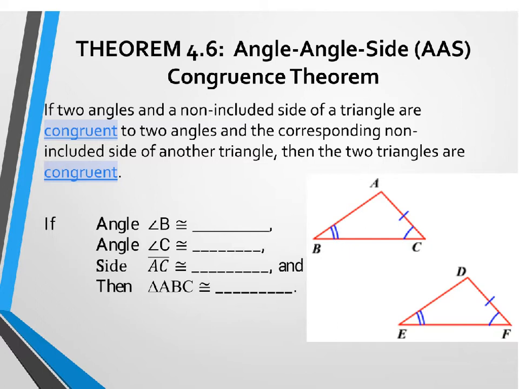All right, so let's fill this statement out. Angle B needs to be congruent to angle E. Angle C needs to be congruent to angle F. Then AC is congruent to DF. Then we can say that triangle ABC is congruent to triangle DEF. So there's the angle angle side.